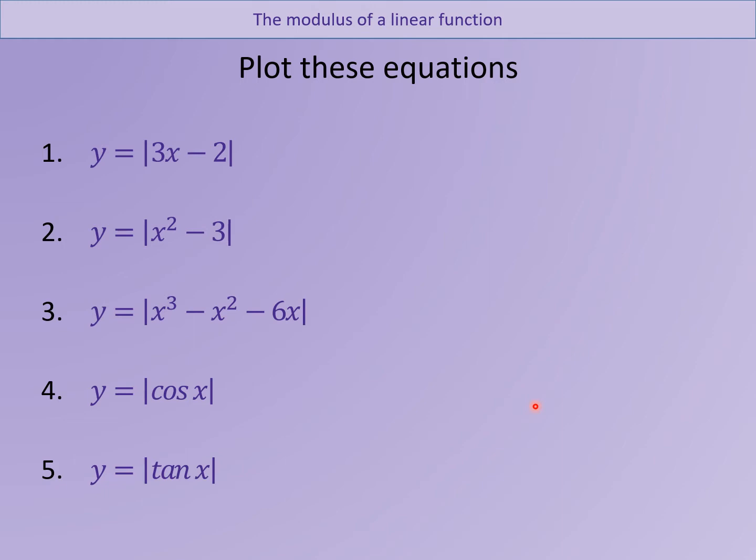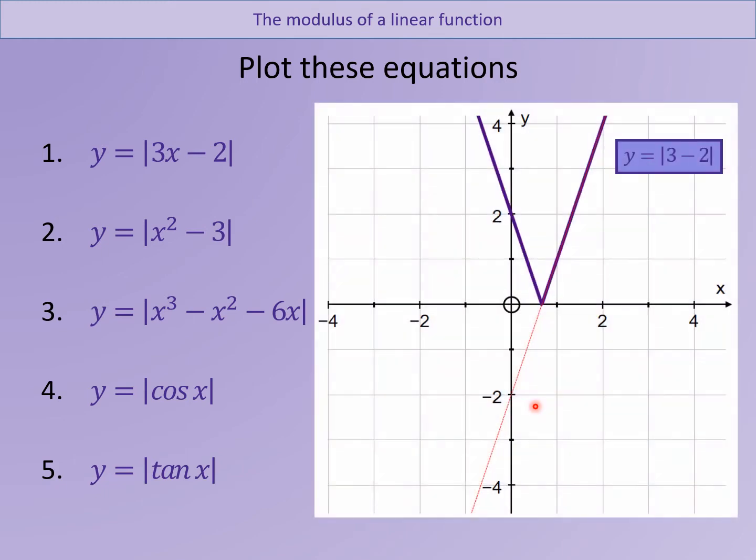Okay, so let's see how you got on. So 3x minus 2, that's similar to the previous one. There's 3x minus 2, going all the way down like that. What does a modulus function do? It reflects it up. Missing an x out there, so it should reflect it up.